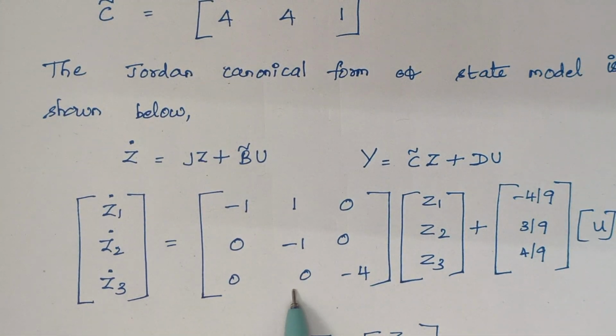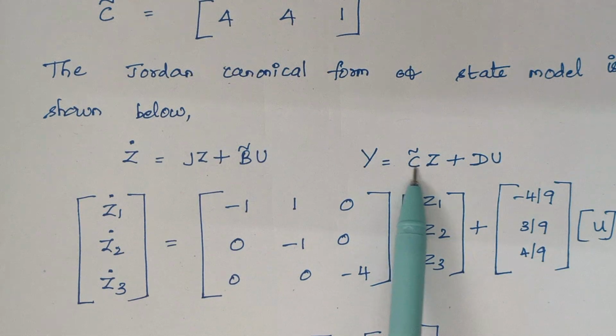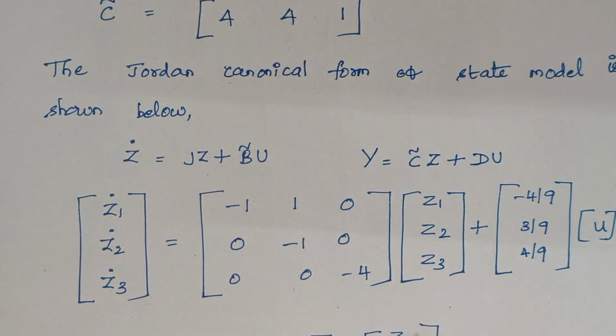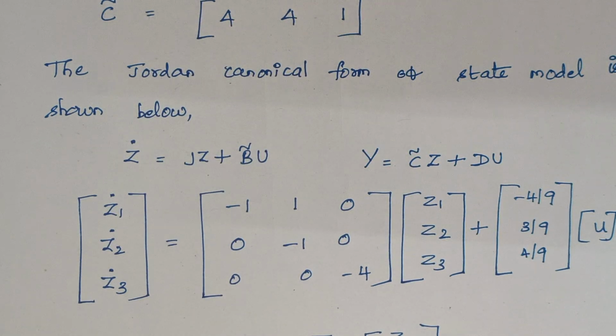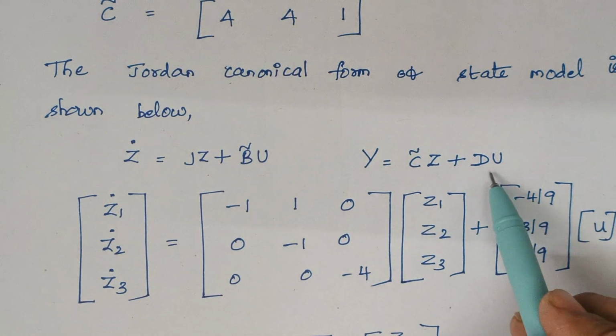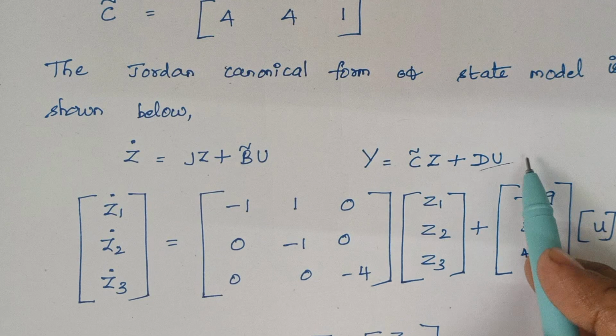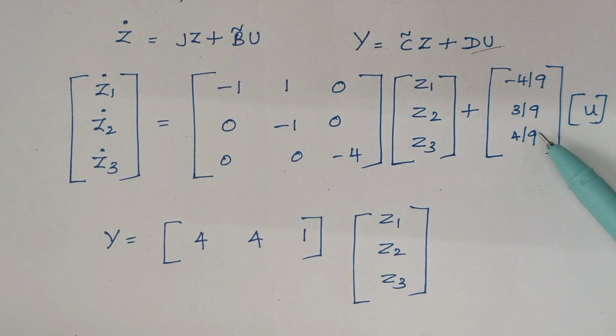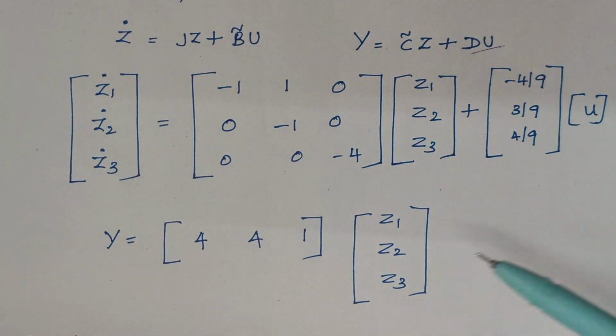We know what is meant by J, right? And here this Z is Z1, Z2, Z3 plus we know the B cap value which gets multiplied with U, and again Y is given by C cap into Z, right? So C cap is given by 4, 4, 1 into Z1, Z2, Z3 and here the value of D U is not defined, so no need to include this term, right? So finally we are ending up with this form of matrix, right?